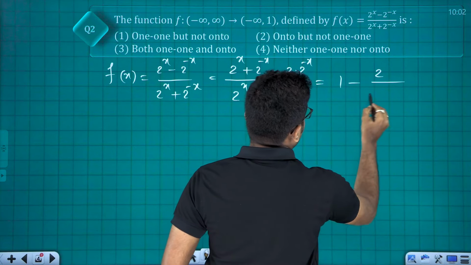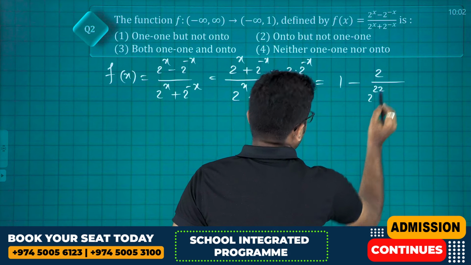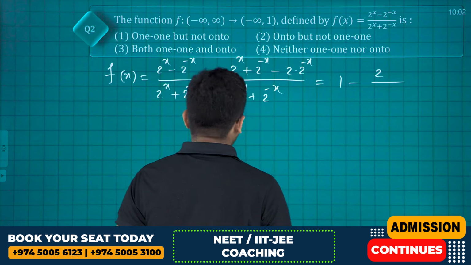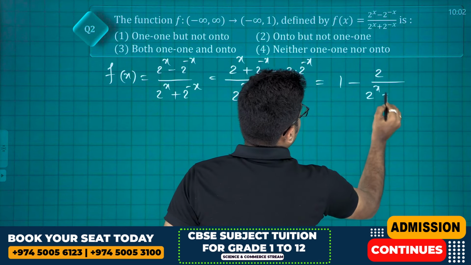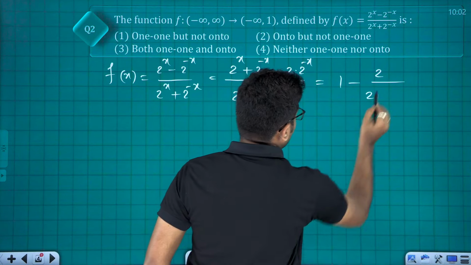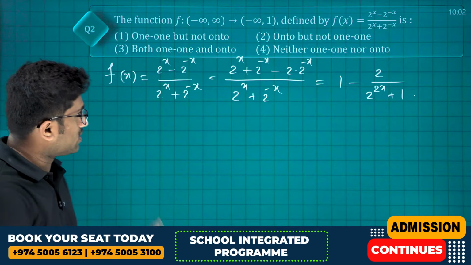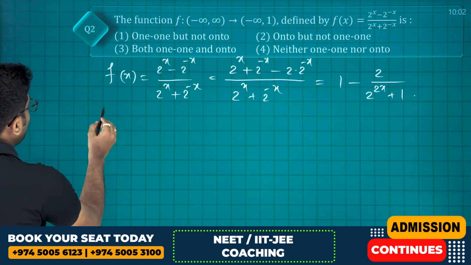So this we can write as 1 minus 2 into, if 2 power minus x comes to the denominator, we can write this as 2 power 2x, 2 power 2x plus 1. That's it. So this is what our f of x is. Okay. Now what is f dash x?